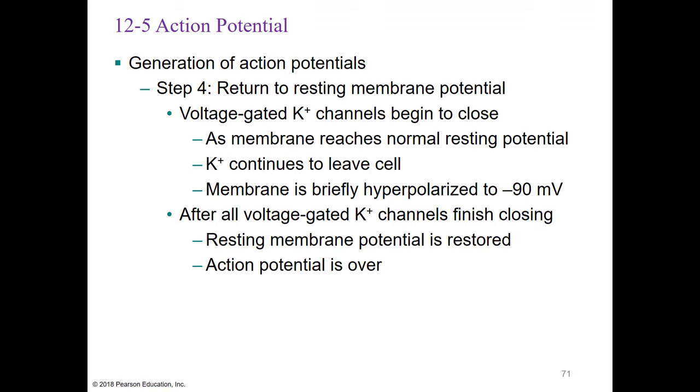As we get near negative 70, the voltage-gated potassium channels begin to close. As the membrane gets close to resting potential, potassium continues to sneak out. So we actually let out a little bit more potassium than needed to get to negative 70. So we're going to overshoot a bit. We're going to actually go all the way to about negative 90. That's called hyperpolarization, when we go a little too far. After all the voltage-gated potassium channels close, resting membrane potential will be restored. So we will go from negative 90 back up to negative 70, and at that point, the action potential is over. So hyperpolarization is when we overshoot and we go all the way to negative 90.